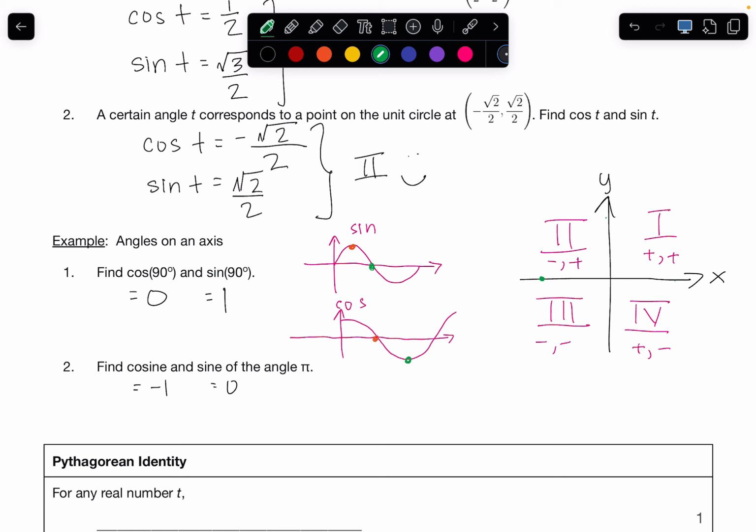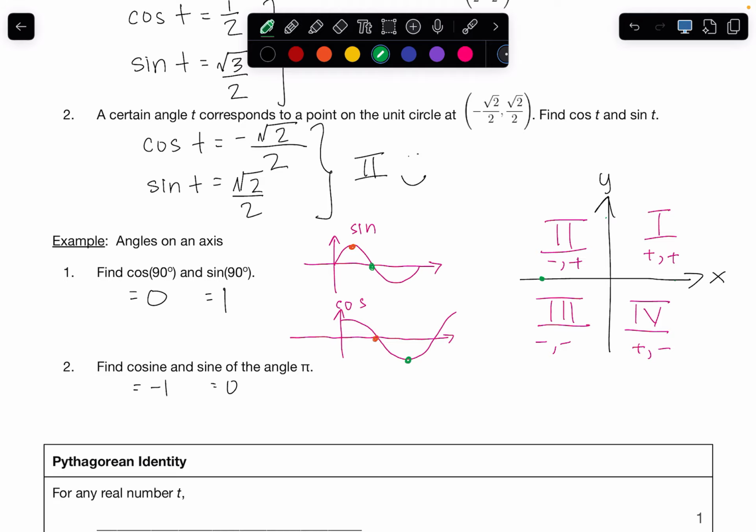Hopefully, not too bad. So you saw on Friday, just picking off the x and y coordinates. If I wanted tangent, I'd take sine divided by cosine, y divided by x, right? If I wanted cosecant, I'd take 1 divided by sine, which is 1 divided by y. That's great if I'm at an angle where I know the coordinates on the unit circle.